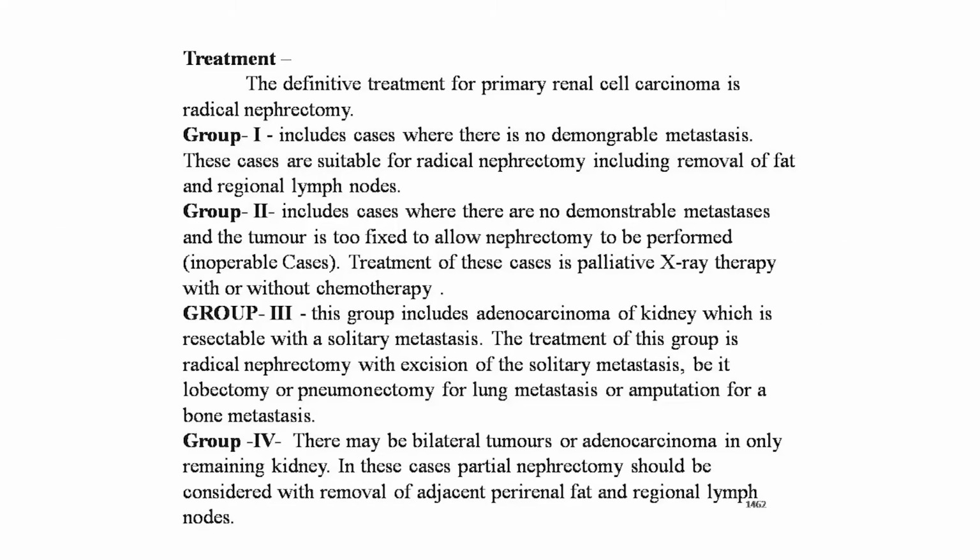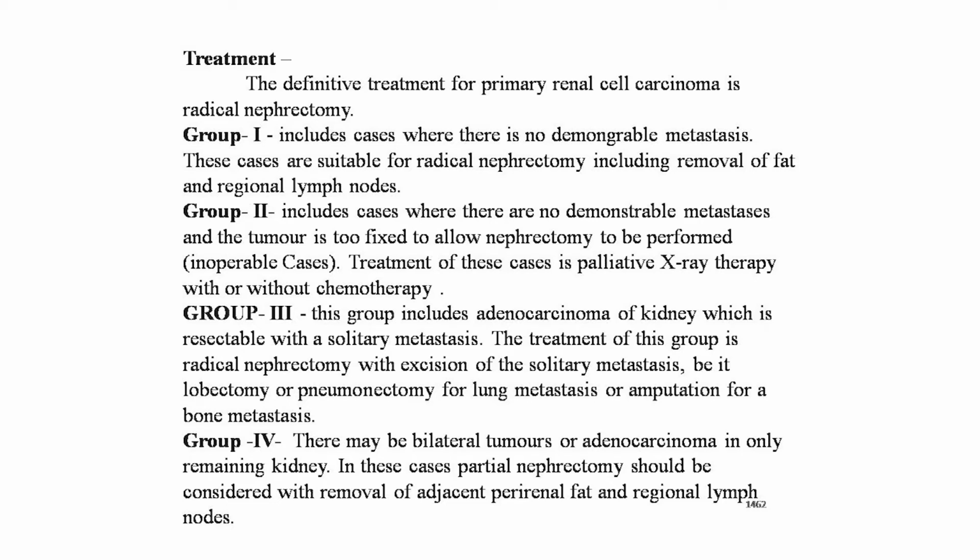Now the treatment of renal cell carcinoma, adenocarcinoma. The definitive treatment of the primary renal cell carcinoma is radical nephrectomy. Group first includes cases where there is no demonstrable metastasis. These cases are suitable for radical nephrectomy, including removal of the fat and renal lymph nodes around the kidney. Group second includes cases where there is no demonstrable metastasis and the tumor is too fixed to allow nephrectomy to be performed. Inoperable cases. Treatment of these cases is palliative X-ray therapy with or without chemotherapy.